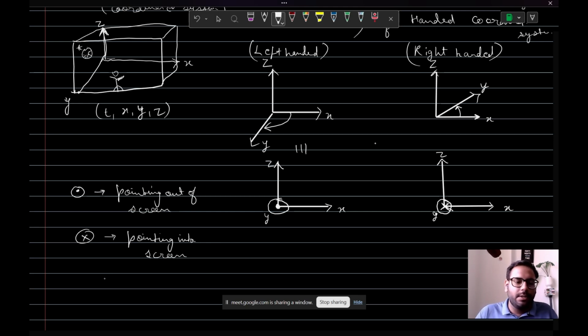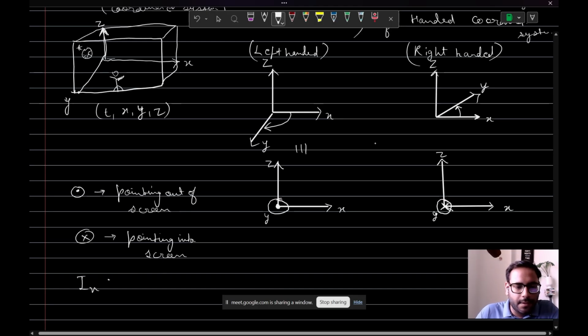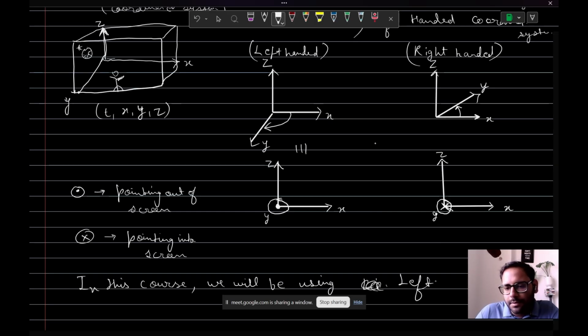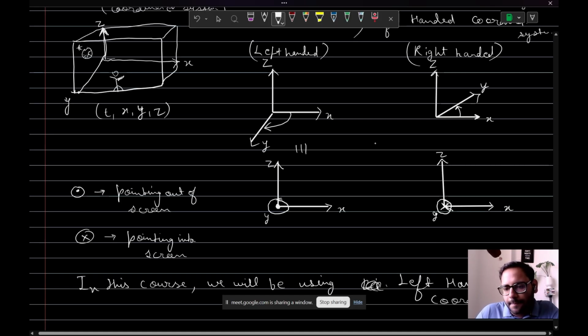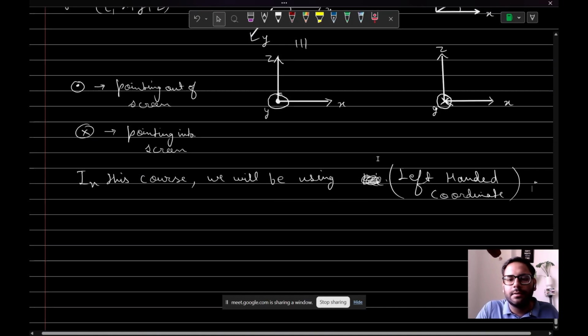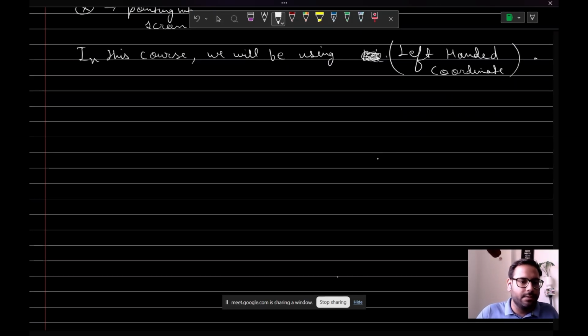Okay, so in this course our convention will be that we will be using the left-handed coordinate system. Fine. This is our convention for this course. You may find different conventions elsewhere.